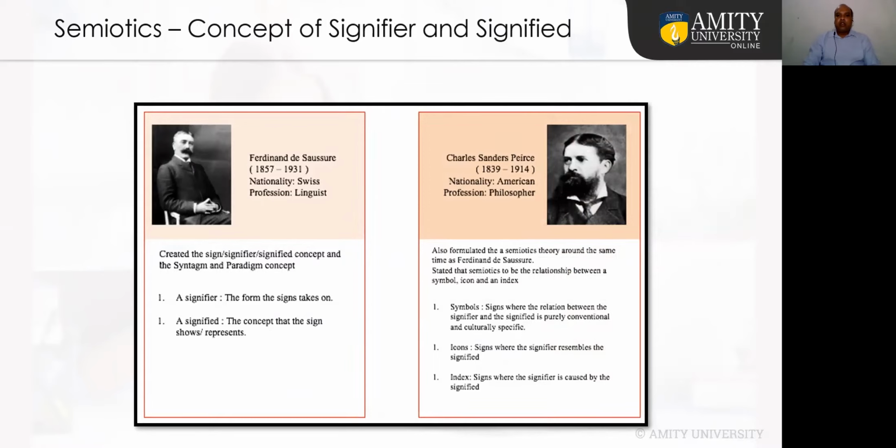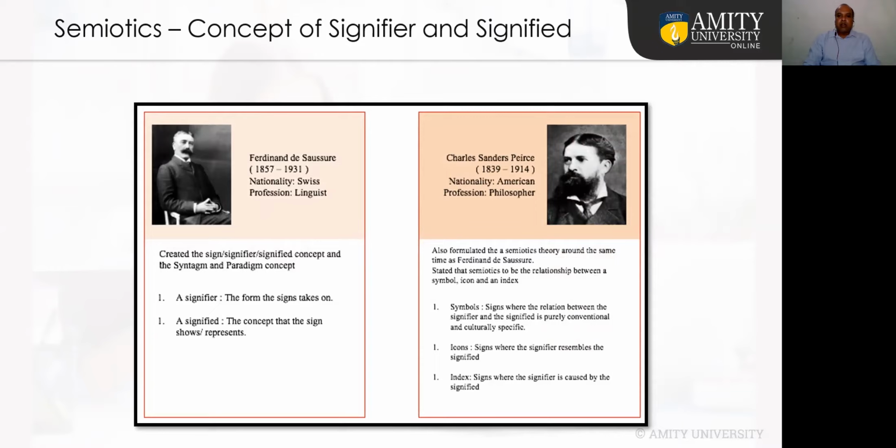The terms signifier and signified were coined by Ferdinand de Saussure, 1857 to 1913, a Swiss linguist. He created the sign, signifier and signified concept, and the syntagm and paradigm concept. A signifier is the form the sign takes on. A signified is the concept that the sign represents.